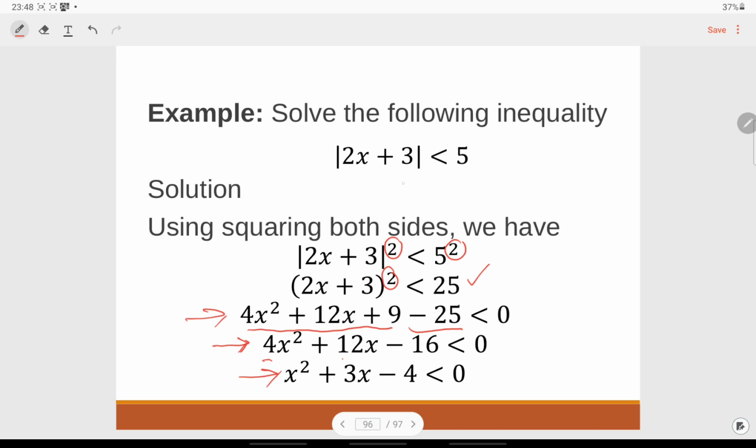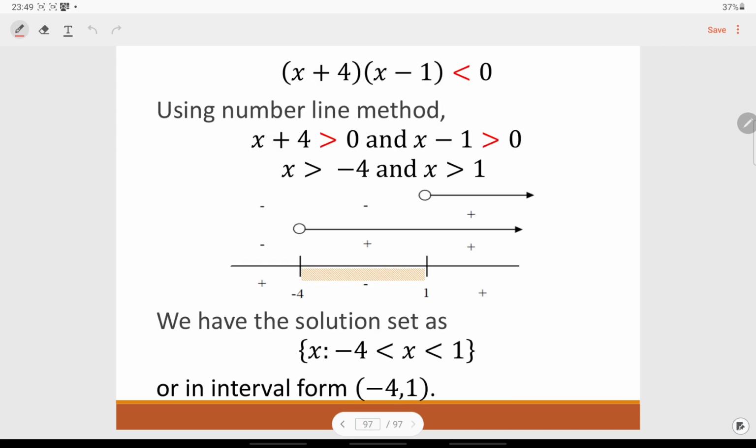Previously it was an absolute value inequality. Now it becomes a quadratic inequality, so we solve for the variable x. We can factorize it as x plus 4 times x minus 1. Remember, we want to consider it as less than 0. We have three options for how to solve, but this time we choose the number line method.